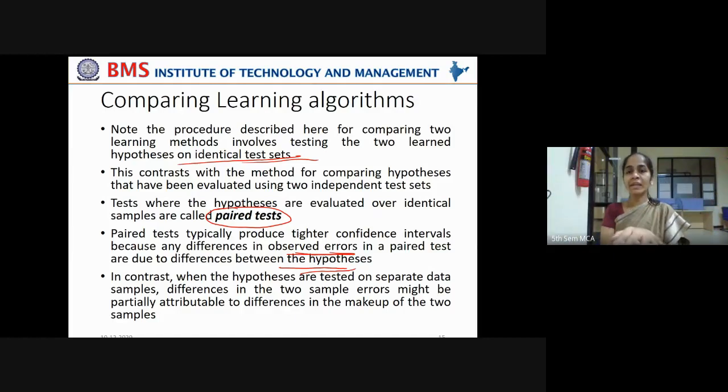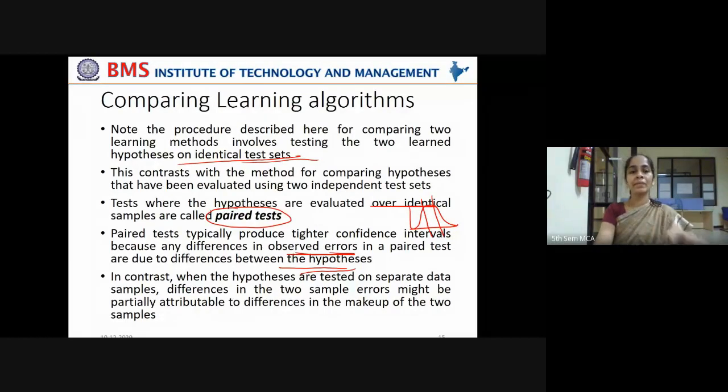Okay, so in that case, you have tighter confidence intervals, because when you have a distribution like this, the confidence interval will be tighter. It may be only 75% or it may be only 70%. It is not as large as 95%. So you will have tighter confidence intervals whenever you are considering paired tests where two hypotheses are tested on a single, same sample, so that the difference is with respect to hypothesis only, not with respect to the sample.